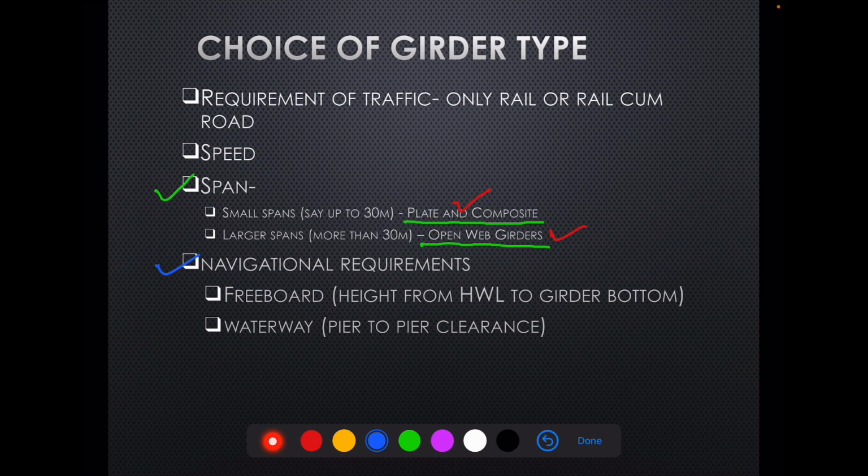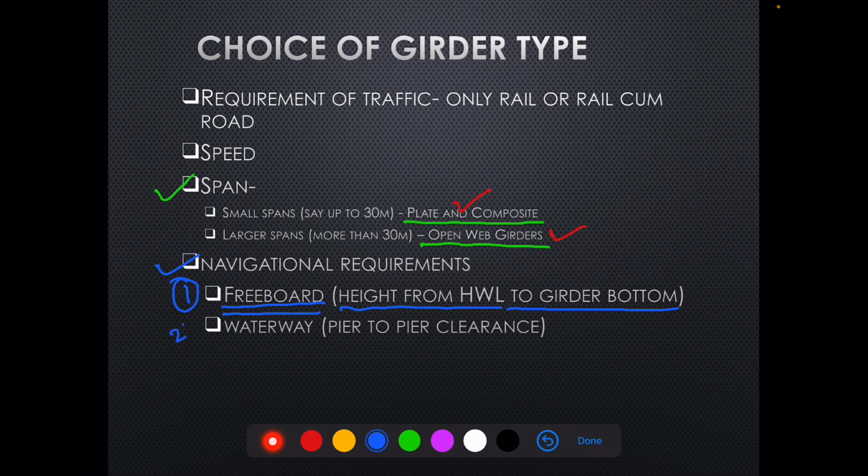What are these navigational requirements? Number one is freeboard. Freeboard is the height from highest water level to girder bottom. I have already explained how this freeboard has a bearing upon the choice of girder type which we want to use for our specific use case.